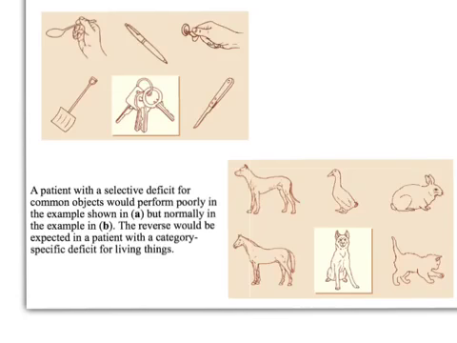So for category-specific deficit, it could be any number of things. A patient might not identify living things. They might not identify mammals as a category, so they wouldn't be able to place mammals with mammals. It's an interesting deficit with a lot of variation.